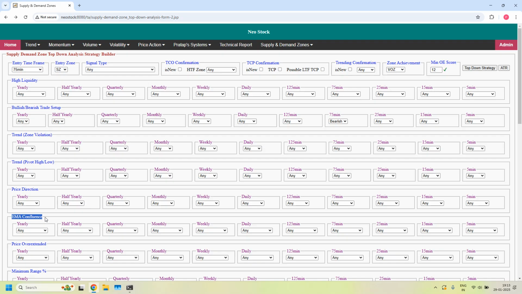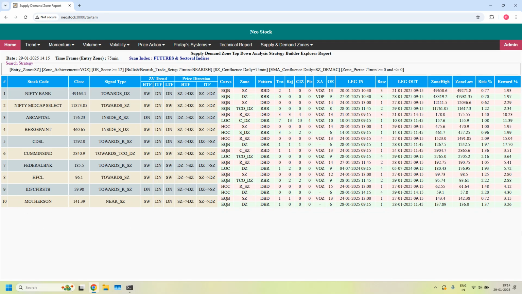So in the EMA confluence at daily time frame, because the 75 minute zone is part of the daily zone, overlapped with daily zone, that's why we are setting daily supply zone having daily EMA confluence. So with this filter, we got 10 stocks from 11. So these 10 are even much more high priority supported, bearish trade setup supported stocks.